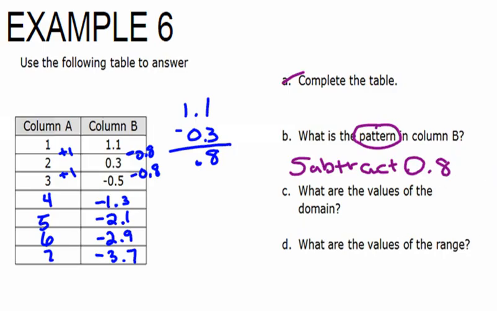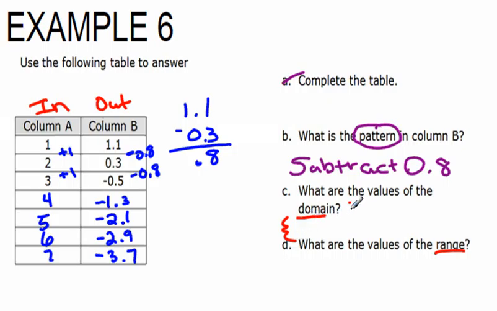The last two questions, which are to find the values of the domain and the range, are actually pretty simple. We just have to look at our input and our output. Input is always your first column and output is your second column. So to list the values of the domain, we're just going to use a brace, because this is going to be a set of numbers, and we're going to list the values from least to greatest.